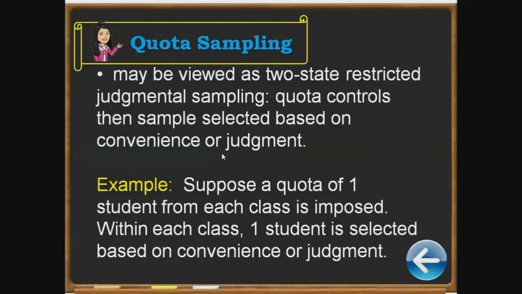Next, quota sampling may be viewed as two-stage restricted judgmental sampling. Quota controls this, then sample selected based on convenience or judgment. So ito naman yung may limit yung pagpili mo ng sample respondents. Let's say, for example, I need 3 students only in my class that will answer my survey question about online class problems. So, ang gagawin ko, para mapili yon kung sino yung online, tapos yung isa kung sino responsable, tapos yung isa kung sino matalino. So, gumamit ako ng convenience at judgmental sampling. Pero nag-limit ako ng sample respondents, just 3 students.